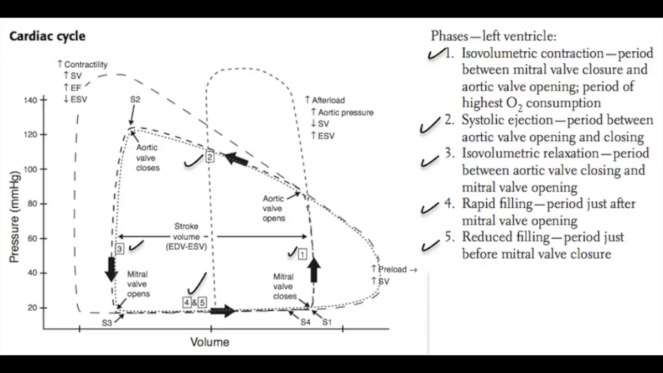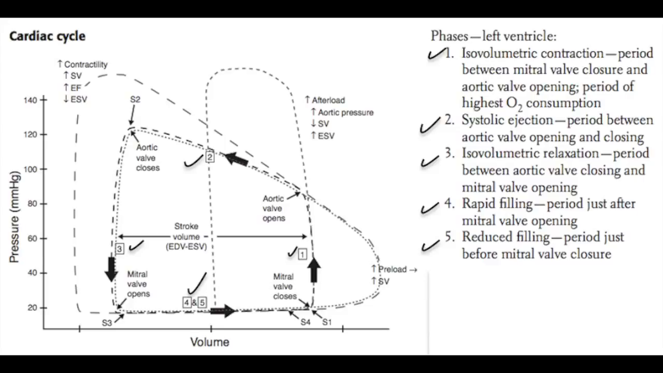We will start at point 1. Point 1 is seen at the right side of the graph, and it goes from mitral valve closure to aortic valve opening. And this phase is called isovolumetric contraction. It's called isovolumetric contraction because the volume remains approximately the same, going from mitral valve closure to aortic valve opening. This is a very short phase and is the beginning of systole.